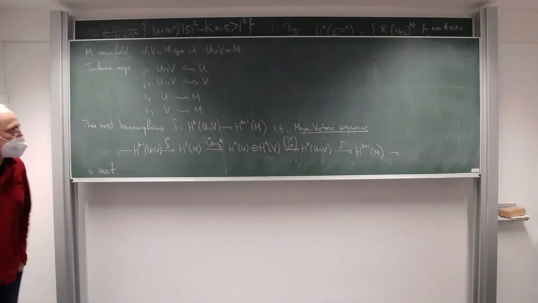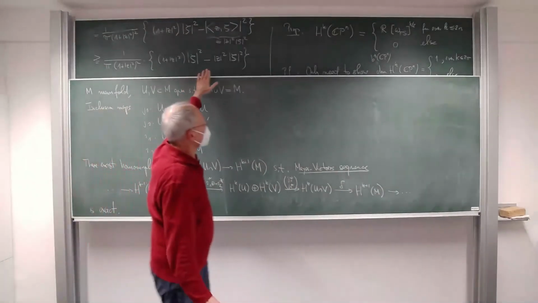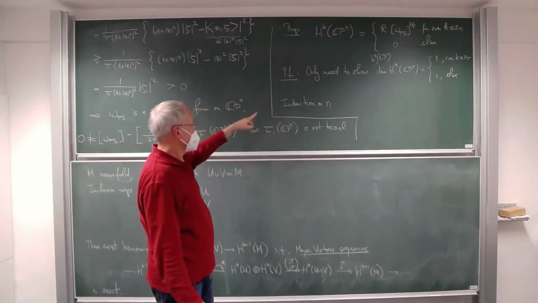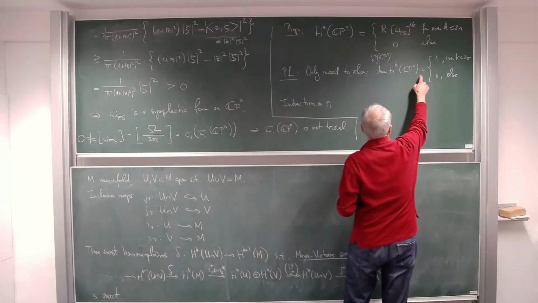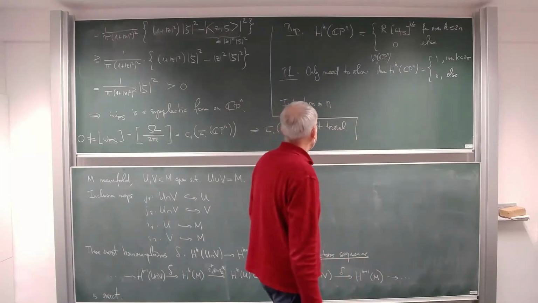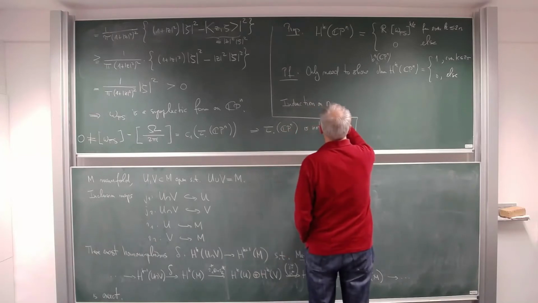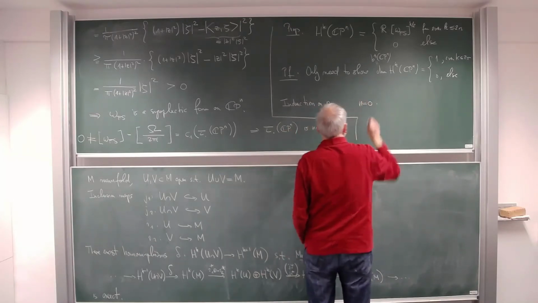Okay, and so this is the Mayer-Vietoris sequence, and now we want to apply this here in the induction step. So let's do the induction. So we want to show this statement on the Betti numbers by induction on n. Let's start with the induction beginning here. So this is n equals 0.